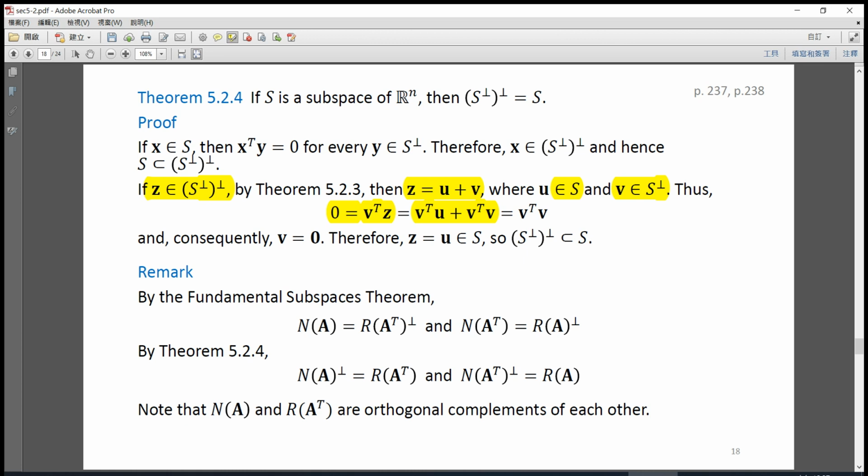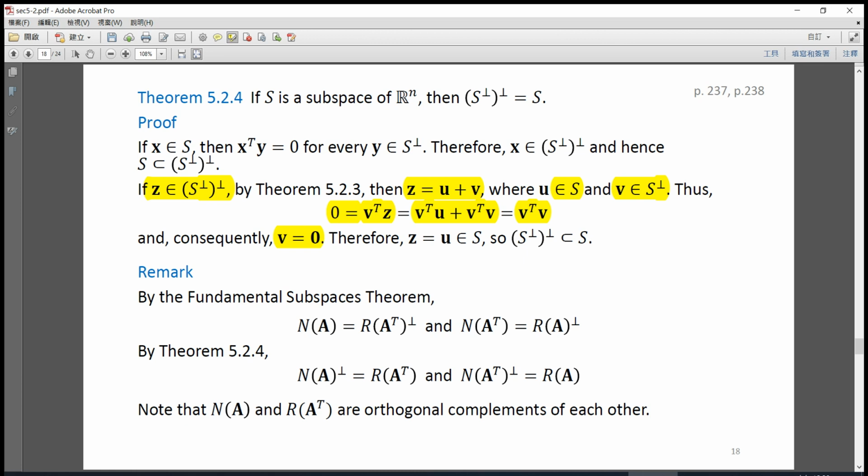Because V and U are orthogonal, because S and S perp are orthogonal subspaces, so V transpose U equals 0, and therefore we obtain V transpose V equals 0. Recall that if the inner product of a vector and itself equals 0, then this vector must be the 0 vector. Hence, V is the 0 vector.